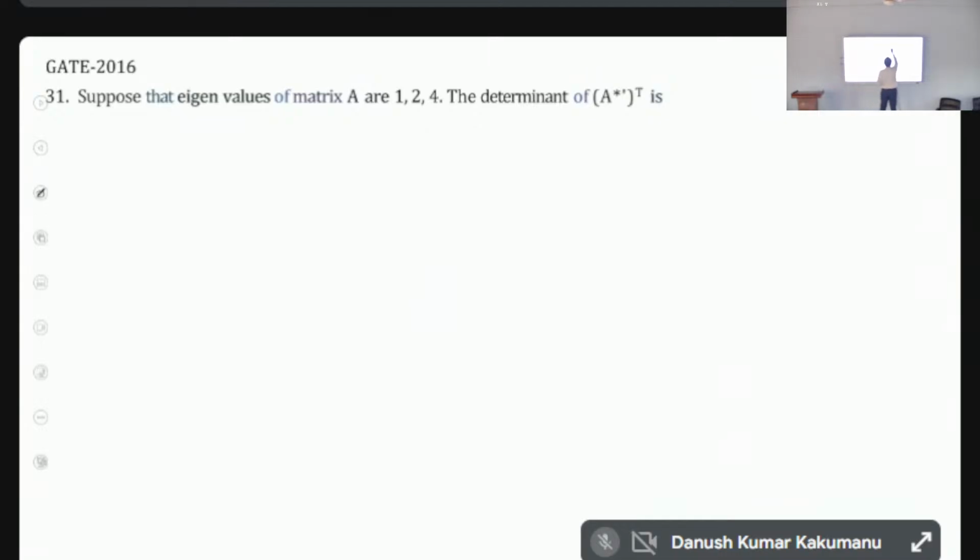Determinant of, this is asking what? Determinant of A inverse transpose. Can you guess the determinant of A inverse? Eigenvalues are given. If eigenvalues are given, what is the determinant of A? It is the product of eigenvalues. Determinant of A is 1 into 2 into 4, which is 8.